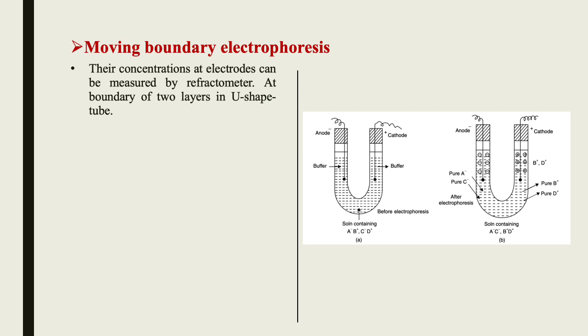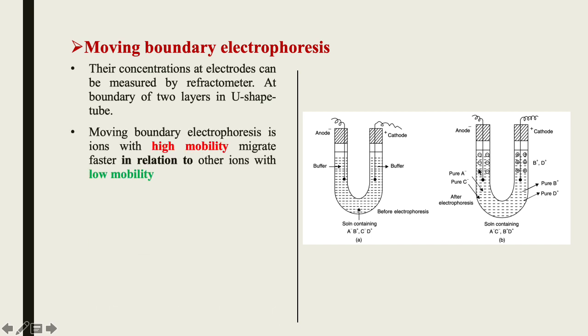The concentration at the electrodes can be measured by a refractometer. The concentration of the ions that moved towards the anode and cathode will be measured using the refractometer. At the boundary of the two layers in the U-shaped tube, two different layers will be there, with anions here and cations here. So using a refractometer you can measure the concentration in the U-shaped tube.